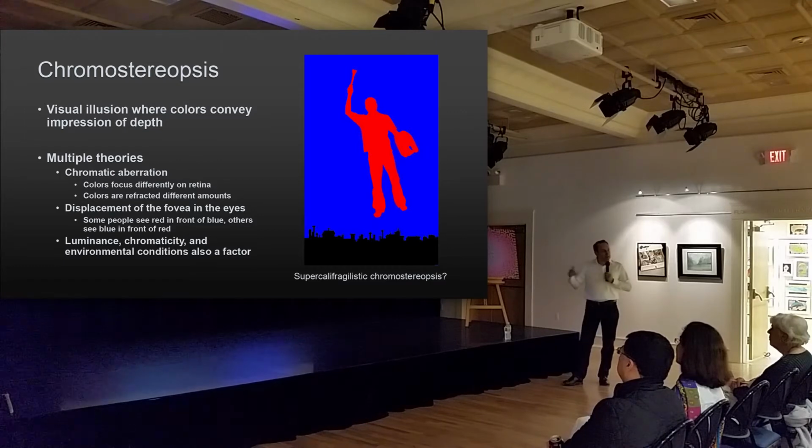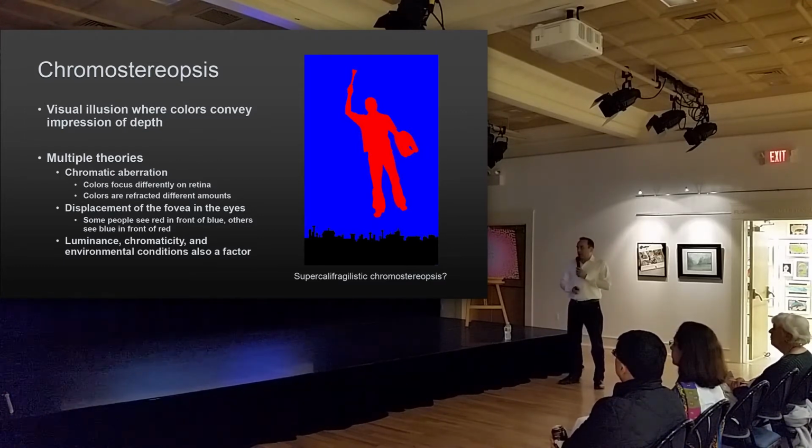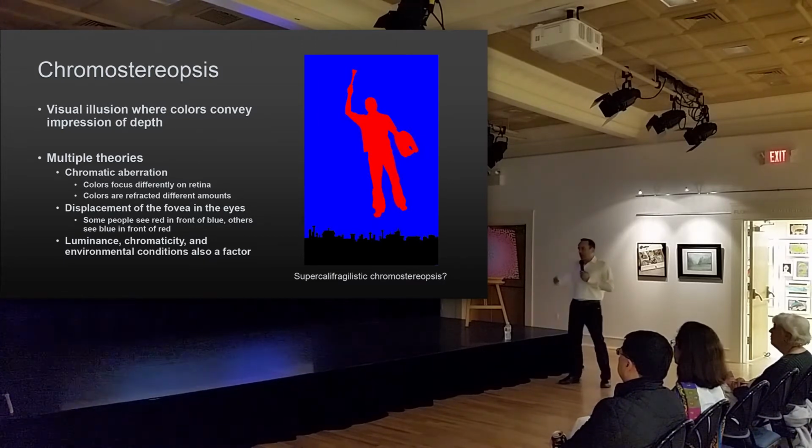There are a lot of theories as to why this happens. One of them is something called chromatic aberration. And related to that is how different color light waves focus on your retina differently, and your brain can interpret that as depth. Different colors, because they're different parts of the spectrum, bend differently as they enter your eye, so they end up on different parts of your retina, and your brain puts that together as meaning that those colors are originating from a different point in space.